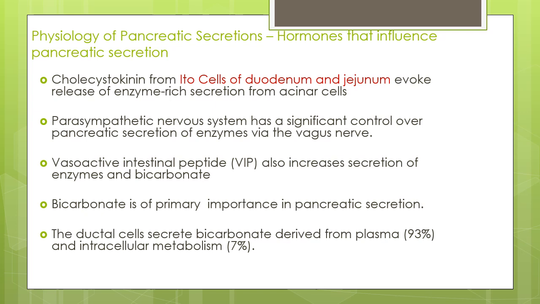Other hormones that influence pancreatic secretion are your cholecystokinin, acetylcholine from the vagus nerve, and your vasoactive intestinal peptide. The bicarbonate secreted comes mainly from the plasma.